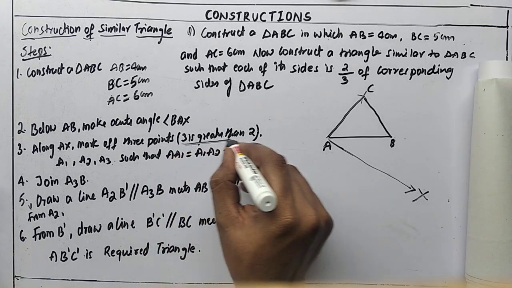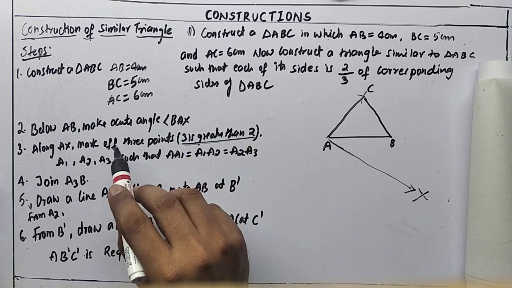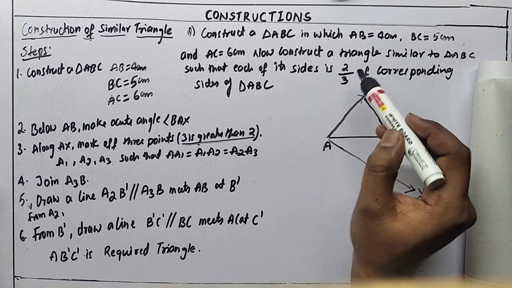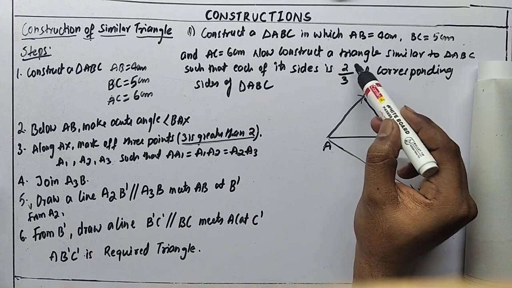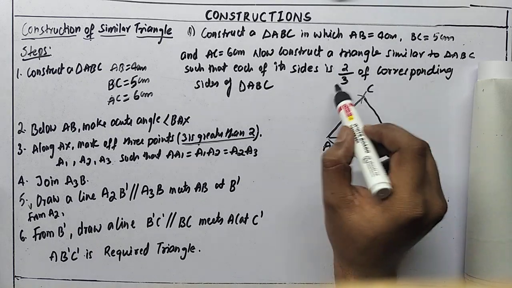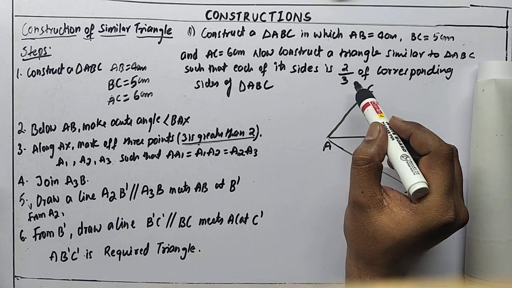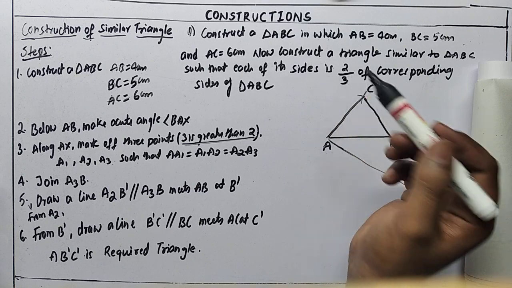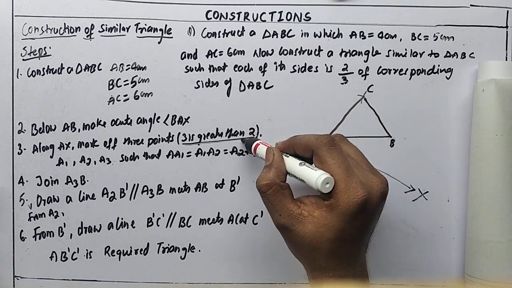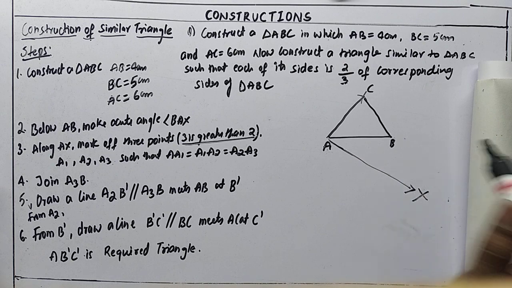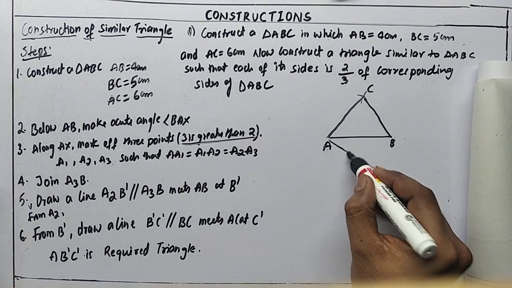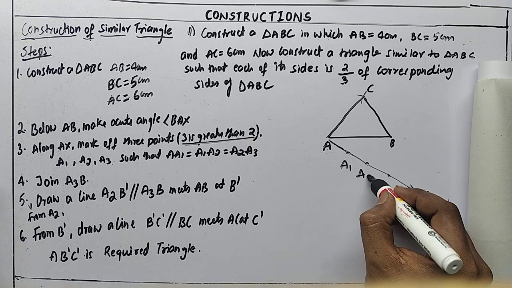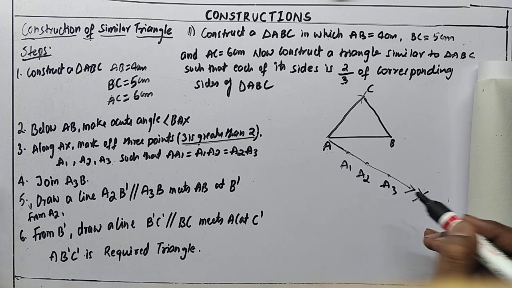Why we have to mark the 3 points is a very important thing, and we should always remember it. In these fractions, take whichever of the numerator or denominator is greater. Here 3 is greater than 2, so we will take the help of the denominator. 3 is the biggest number, so we will divide AX into 3 parts. I take points A1, A2, A3, equidistant from each other.